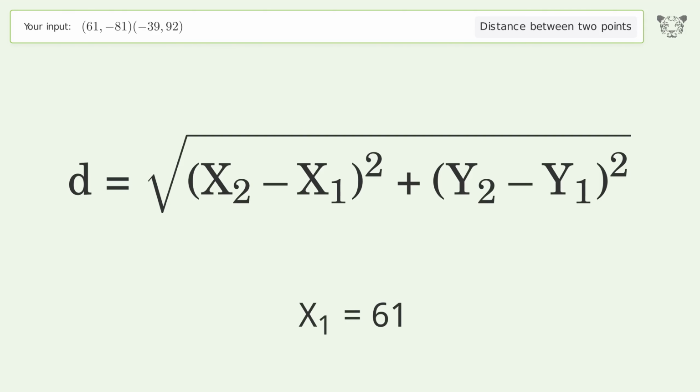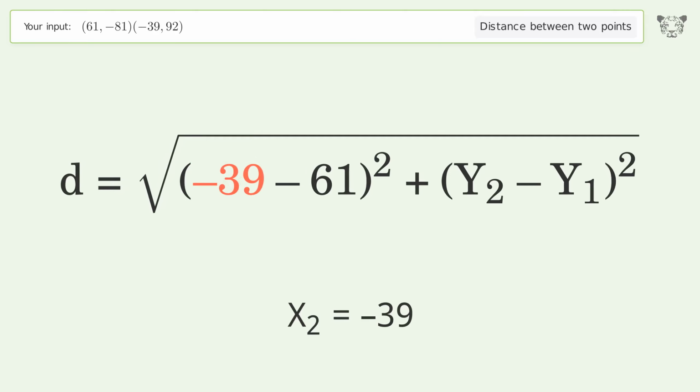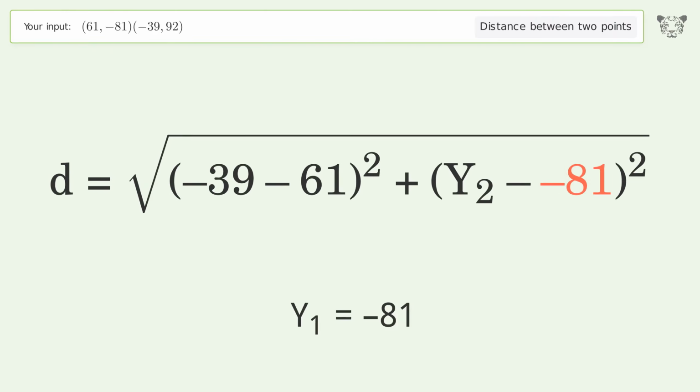x1 equals 61. x2 equals negative 39. y1 equals negative 81. y2 equals 92.